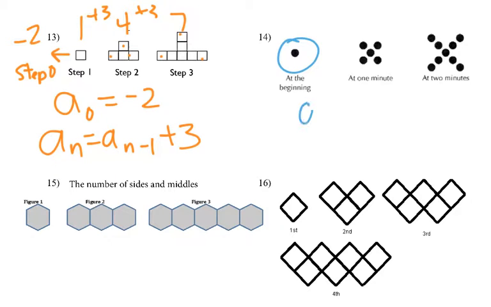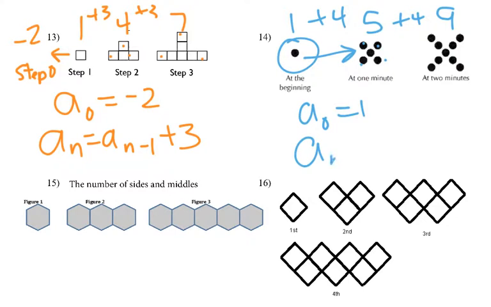So here we already got the start. A sub 0 equals 1. That one was easy, wasn't it? And then after 1 minute, we have 5. So we go from 1 to 5 to 9. So here we're adding 4 each time, or 1 dot each time. So a sub n equals a sub n minus 1 plus 4.